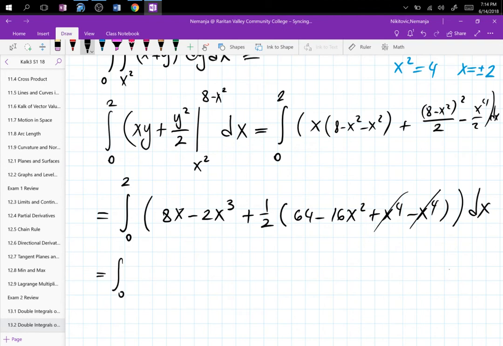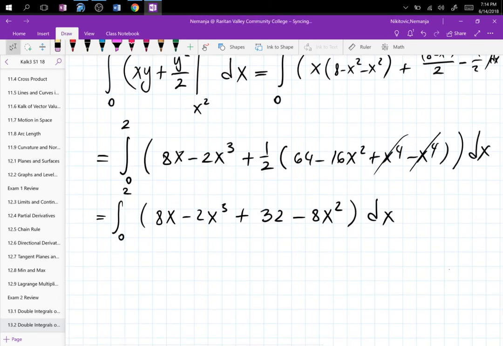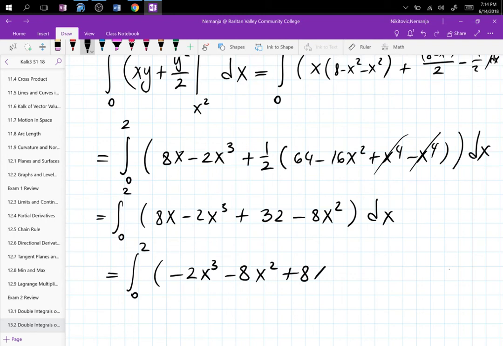So I have the integral from 0 to 2 of 8x minus 2x cubed plus half of 64, which is 32, minus 8x squared. There we go. And then dx. And finally, we can write the entire problem: negative 2x cubed minus 8x squared plus 8x plus 32, dx.